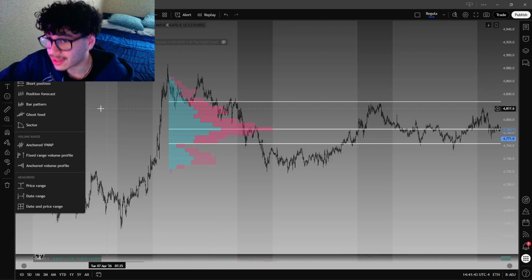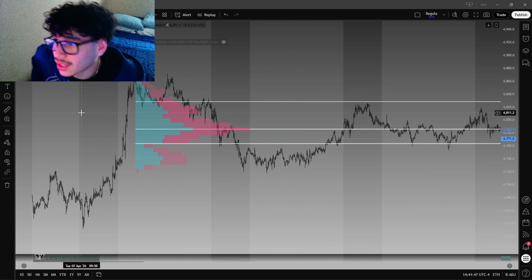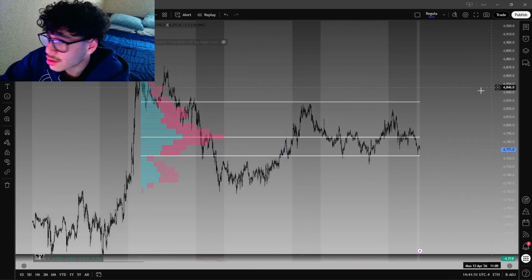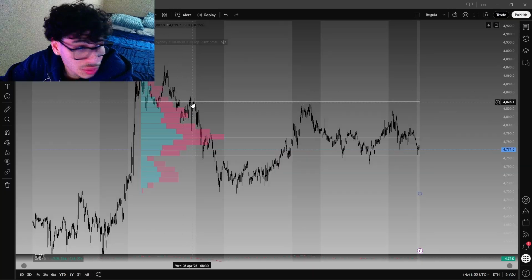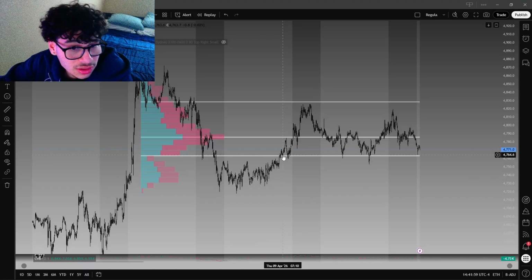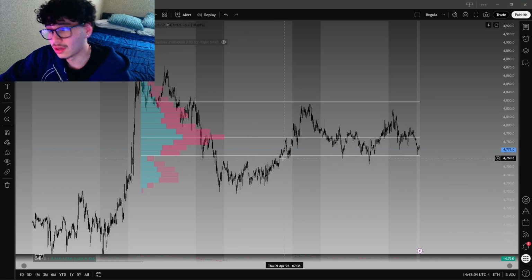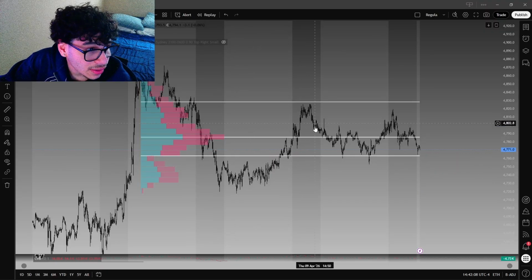So like I was saying, when price is at value area highs, you can look for shorts. As you can tell here, top band, value area high, shorts. It just dumped down. And vice versa, value area lows, look for longs. As you can tell here, it stayed under value area lows for a bit and then it went back up.